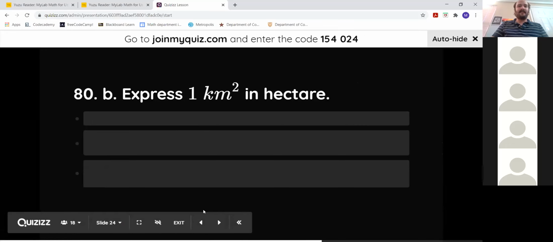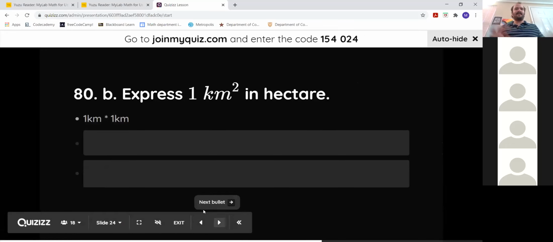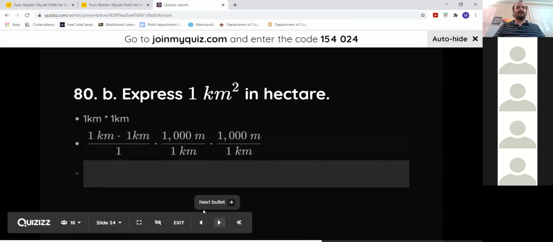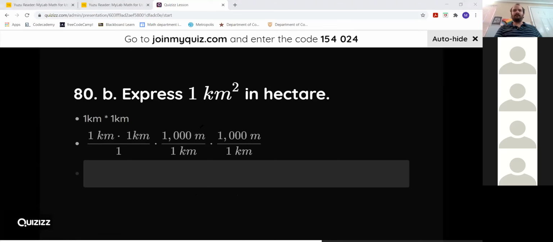And so this was the thing I was talking about. This is the thing that I feel like is the tricky part of this question, right? 1 kilometer squared means 1 kilometer times 1 kilometer. We have to do this conversion twice. So this gets rid of one of the kilometers, 1 kilometer to 1,000 meters, but we got to do that twice to get to square meters. So now we are in square meters.